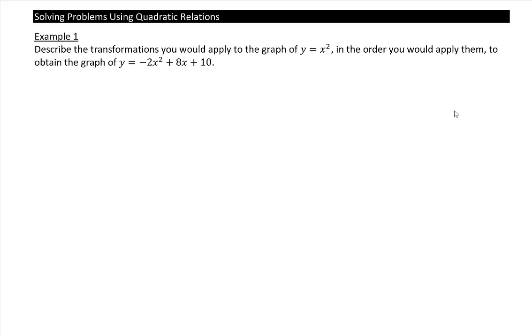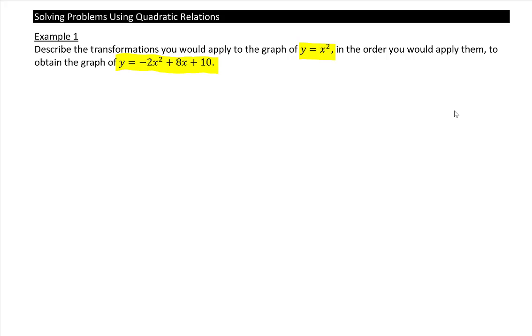Next, we're going to look at solving problems using quadratic relations. So for our first example, we want to describe the transformations you would apply to y equals x squared, in the order you would apply them, to obtain the graph of y equals negative 2x squared plus 8x plus 10.